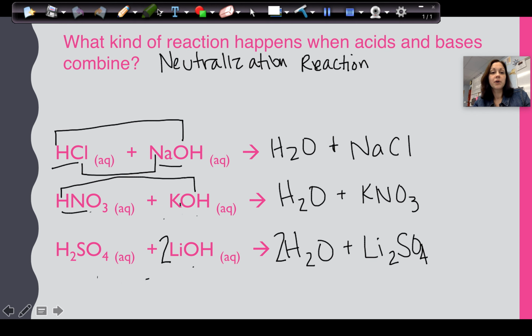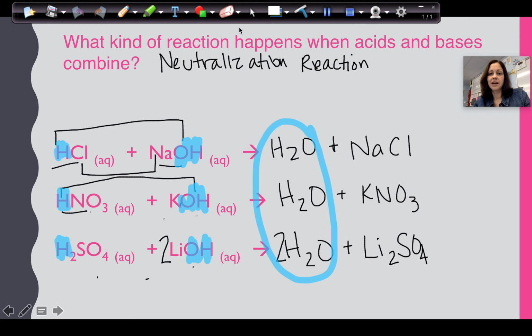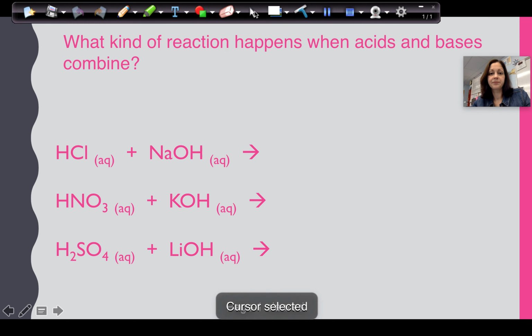But the most important thing to note is that whenever you have an acid with a base, we know these are acids because they start with H, we know these are bases because it's a metal with OH, one of our products will always be water. The other product comes from the pieces that are left from the acid and the base.